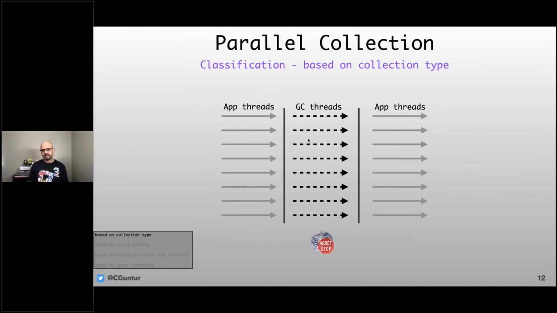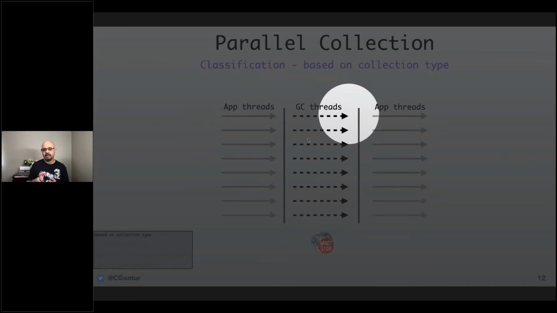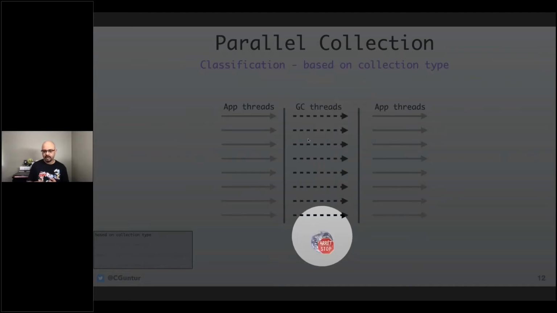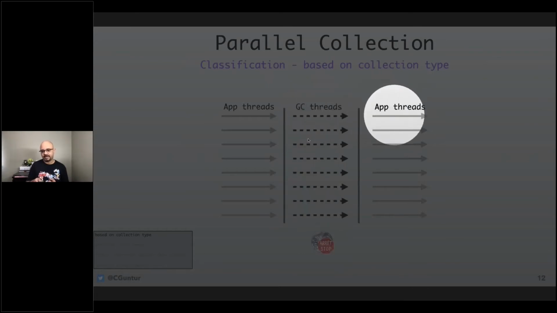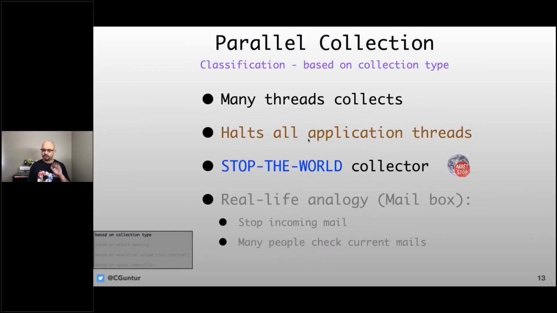The next kind of process is a parallel collection process. Similar to serial collection, application threads are halted, but instead of one, several garbage collection threads can run at the same time. And while they're running, the application is stopped, right? The application threads are stopped. And once the garbage collection threads complete their process, application threads can resume. So this is called a stop the world garbage collection. And this again is based upon collection types. Its real life analogy is you stop all the incoming mail, but instead of one person, there are several people sitting there looking at the mail, sorting it out, determining if it's a relevant mail or if it is garbage, right? So this is a parallel collection.